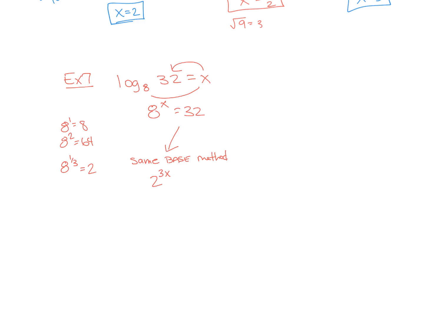Let's pause and look at this for a moment. I'm thinking about 2 cubed being 8. That's why I wrote 2 cubed there, but it was already 8 to the x power. So when I now put the 3 up with my exponent, it's now 3 times x. Now 32, I know, is 2 to the 5th. 2 to the 5th equals 32. So I know that 2 to the 3x equals 2 to the 5th power.